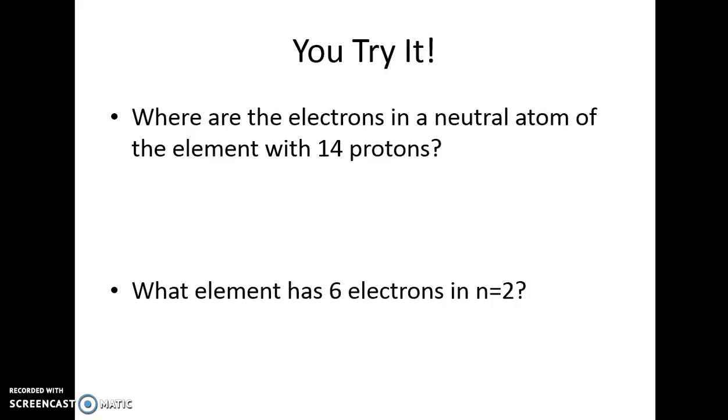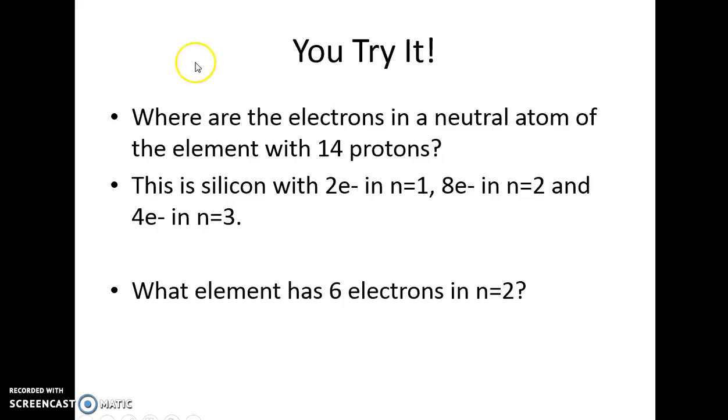So now what I want you to do, with only looking at a periodic table, not looking back at the former slides, figure out where are the electrons in a neutral atom of the element with 14 protons. Well, this is silicon, and silicon has 2 electrons in n equal 1, 8 electrons in n equal 2, and 4 electrons in n equal 3. Notice 2 plus 8 plus 4 add up to 14, because the number of electrons must be equal to the number of protons in a neutral atom.